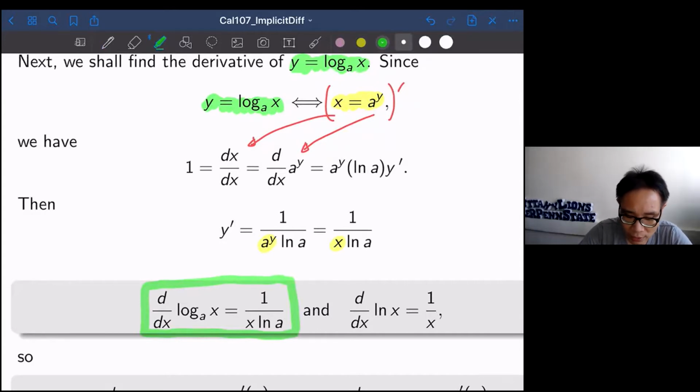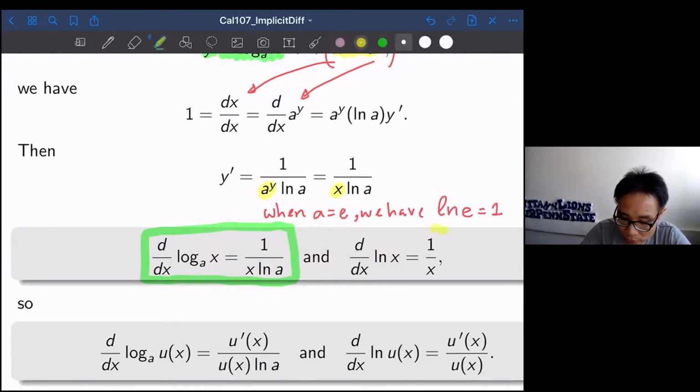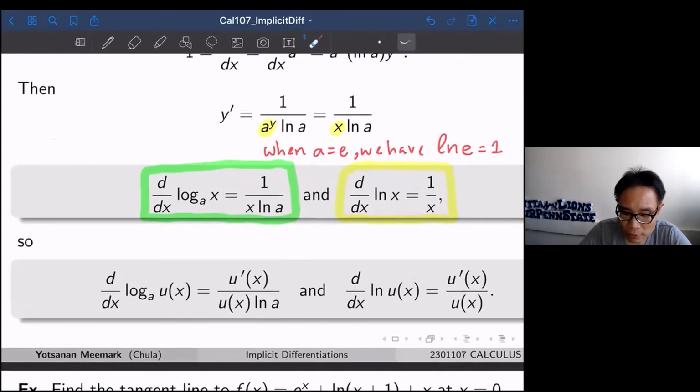And in the case that a is equal to e, we have log e, which is equal to 1. So in this case, you're going to see that we have a much simpler formula. The derivative of log x base e in this case turned out to be just 1 over x. So you see the difference here, we do not have the factor log a because it disappears since log e equals 1. So this is what we have for the derivative of log.